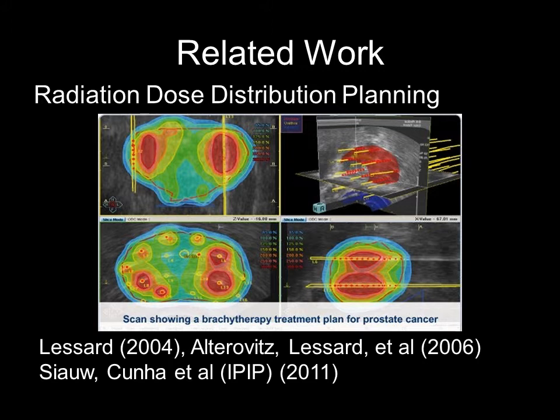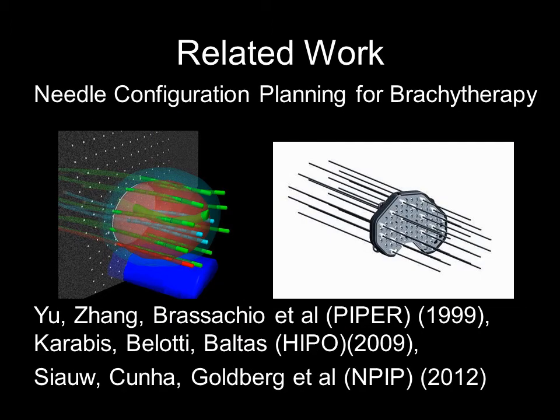There have been a considerable number of works in the area of radiation dose planning where the problem is to place radioactive seeds to control dose distributions. However, not much attention has been paid to how to insert needles to get a better dose distribution. In standard brachytherapy procedure, the clinician inserts needles based on experience rather than computation. And existing works on needle planning discuss mainly use of parallel needles. A very recent work from our lab by Siauw, Cunha, and Goldberg forms the basis of this study, where we plan for needle configurations using Skew-Lines.